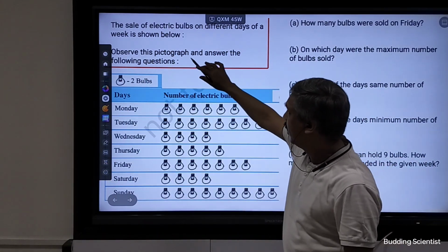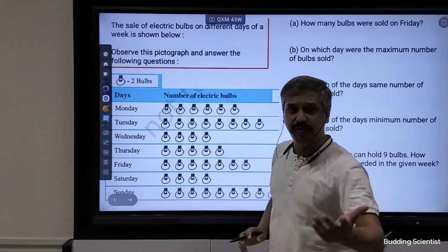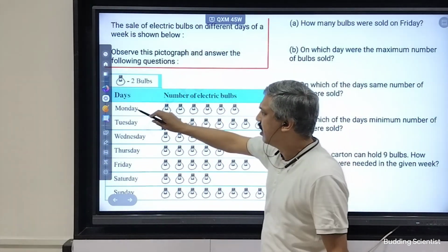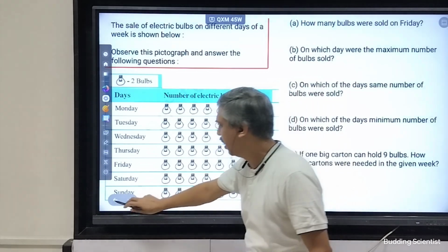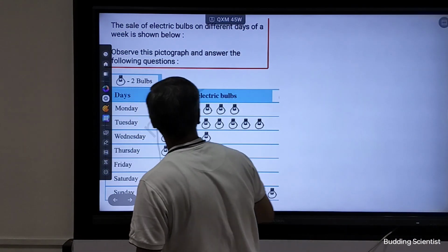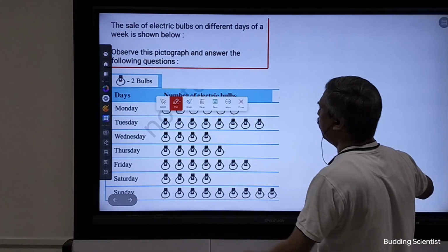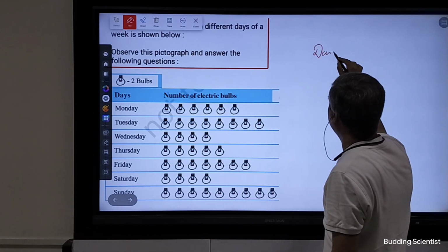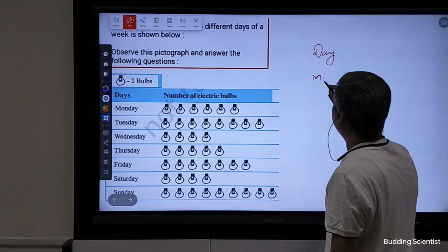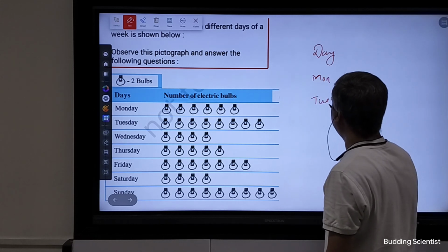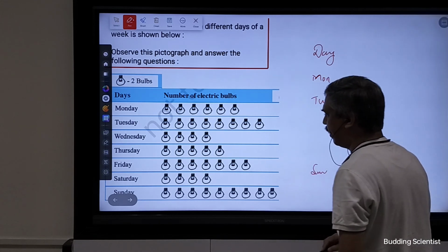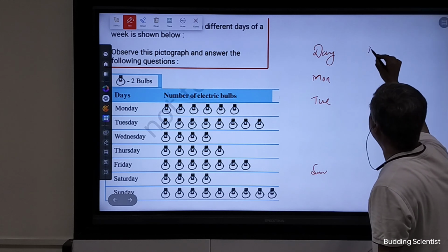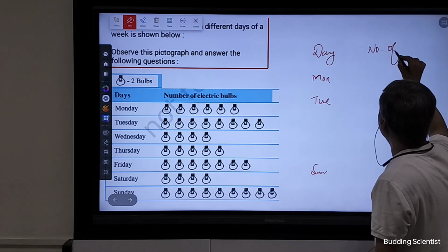We are not asked to make the table. If we were asked, we would have made a table. I'll show you what the table would look like. On one side, I'll write the day starting from Monday, Tuesday up to Sunday. And then here I would be writing the number of bulbs sold.